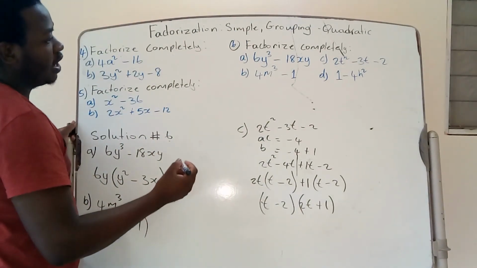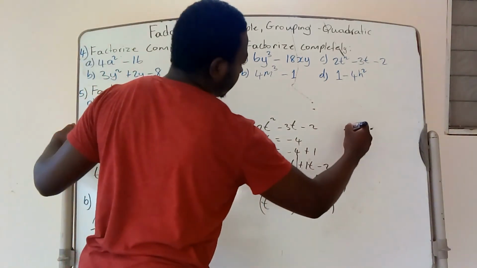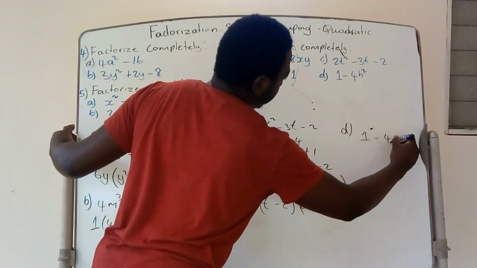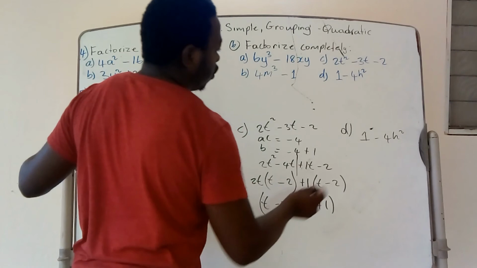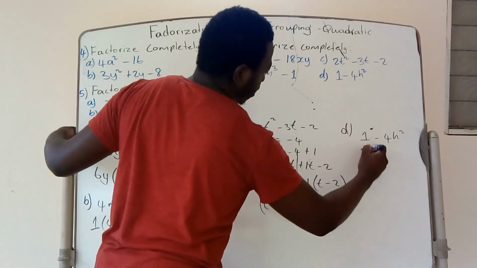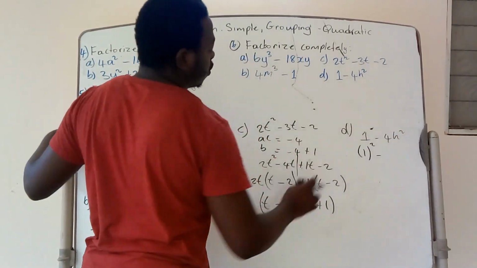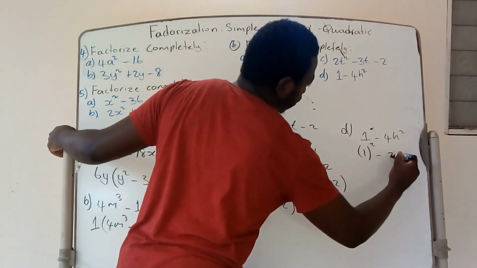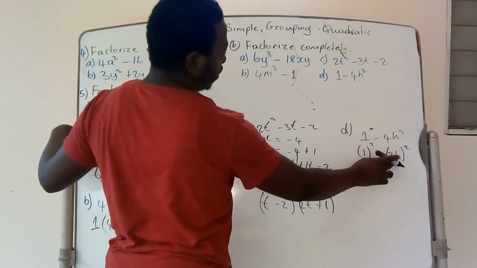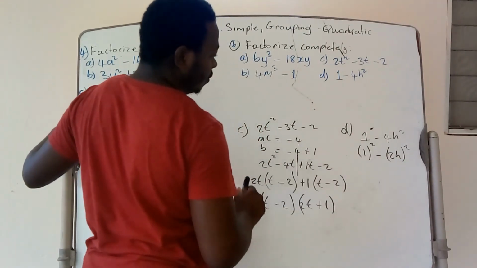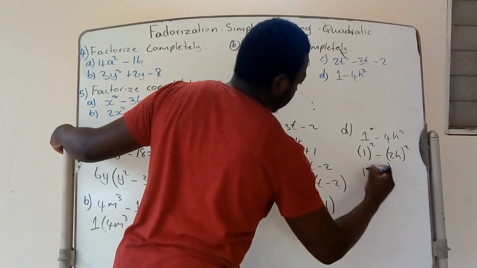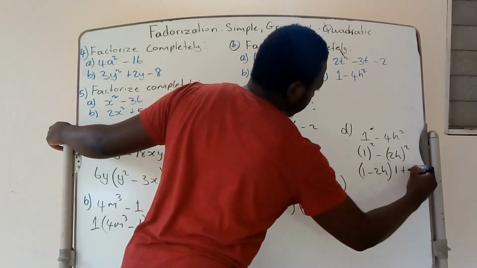Right? Now to our final part of the question, which is part D. We have 1 minus 4h squared. Now this is a difference of two squares. What can you square to give you 1? That's just 1 all squared. What can you square to give you 4h squared? That's just 2h all squared. Alright? So if you square 2h, you get 4h squared. So our factor is 1 minus 2h times 1 plus 2h.